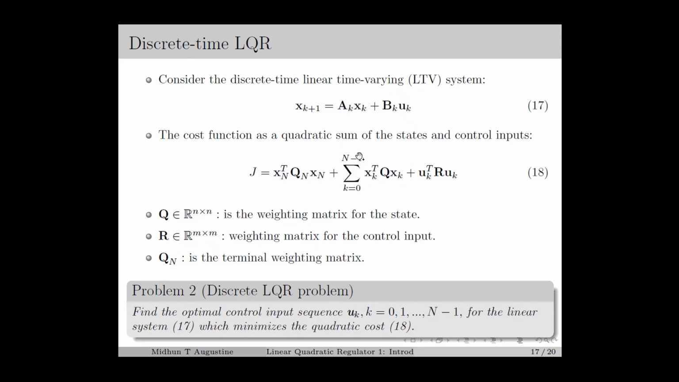Next, we move on to the discrete time LQR, in which we consider the discrete time LTV system as given in equation number 70. The cost function is chosen as a quadratic sum of the states and control input as in equation number 18, in which Q is the weighting matrix for the state, R is the weighting matrix for the control input, and QN is the terminal weighting matrix. Here we have a summation instead of the integration, and this is because of the discrete nature of the system. Now in the discrete LQR problem, we have to compute the control input sequence for the linear system, which minimizes the quadratic cost.